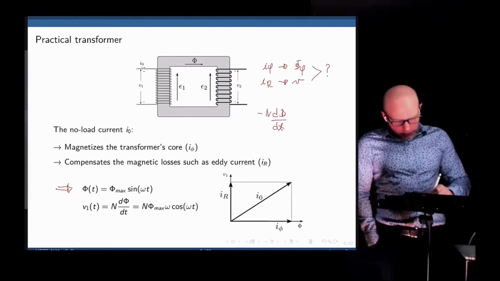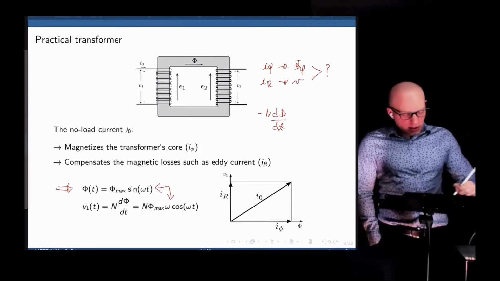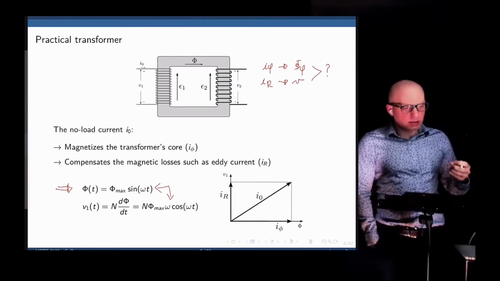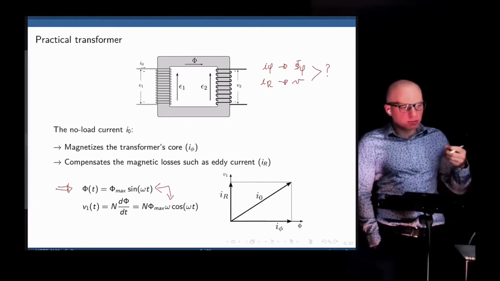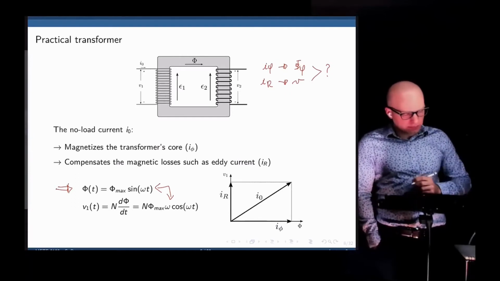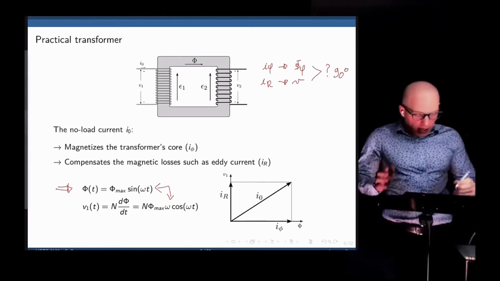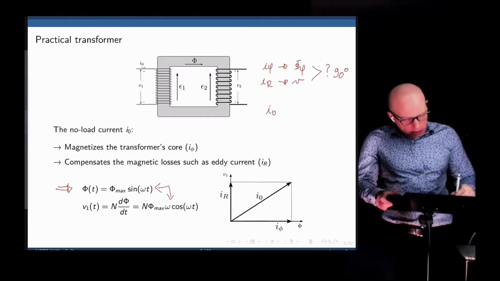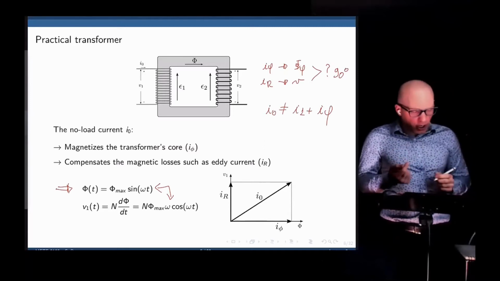So now notice that the relation here is from sine to cosine, which means that I_R, the current that is dissipated in the form of heat, and I_phi, the no load current that is responsible for magnetizing the core, are 90 degrees out of phase. And this is very important because I0, the no load current, is not simply I_phi plus I_R. Why not? Because they are 90 degrees out of phase.